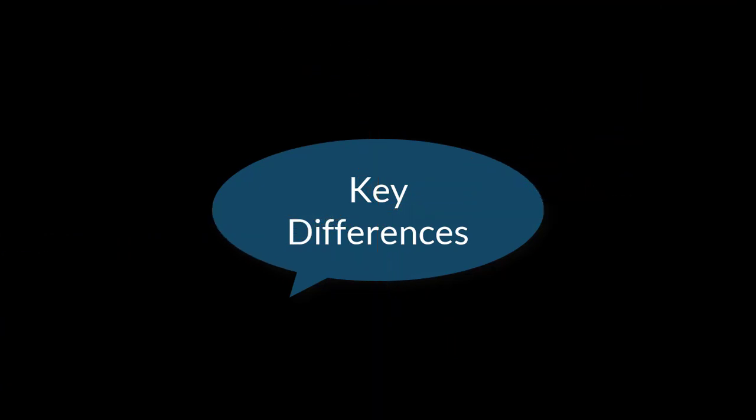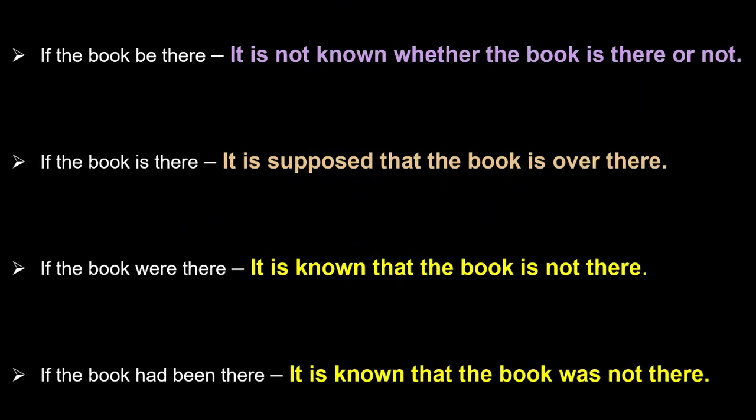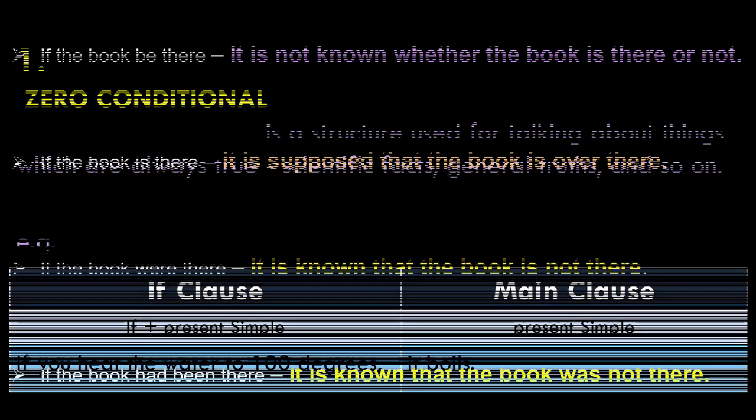Key differences. If the book be there, it is not known whether the book is there or not. If the book is there, it is supposed that the book is over there. If the book were there, it is known that the book is not there. If the book had been there, it is known that the book was not there.